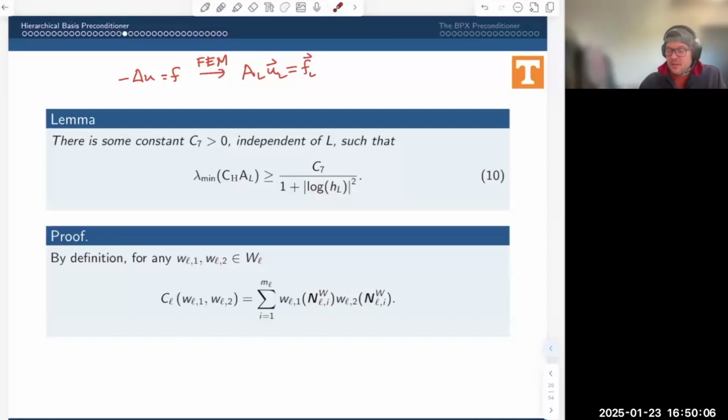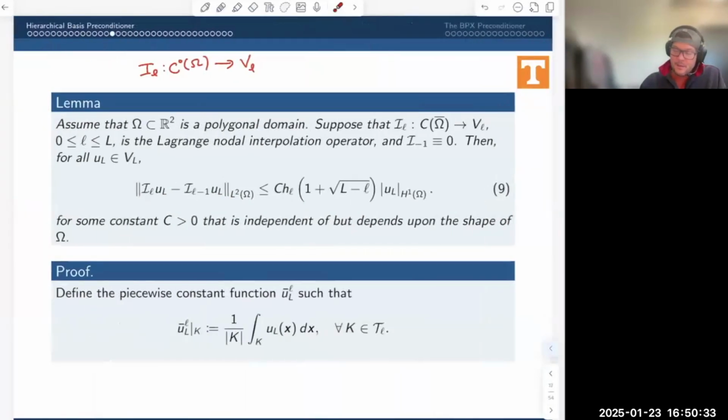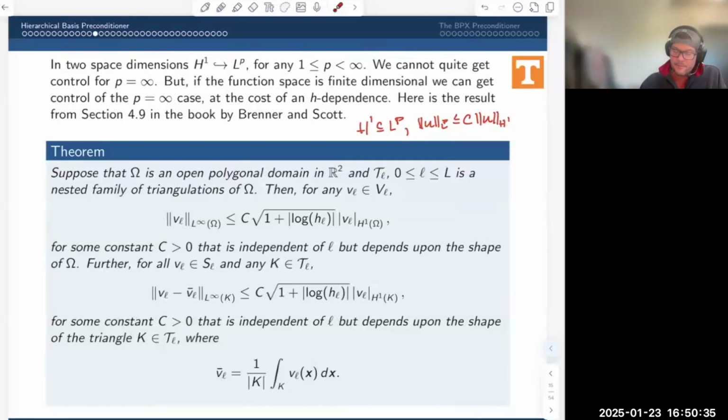It's precisely because I have this weird logarithmic dependence for this 2D case, in that control of the L infinity norm, that at the end of the day, I'm not able to get this constant over here independent of L. Okay, I have to pay the price of some logarithmic dependence on h_L. And this comes precisely because of this estimate right here.